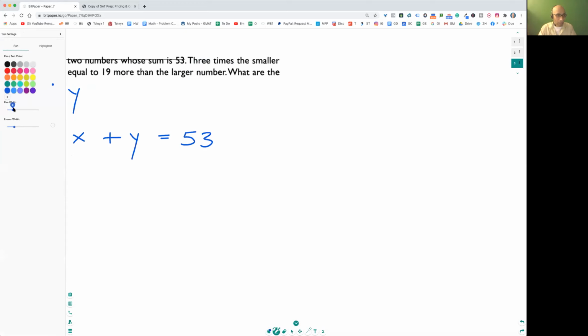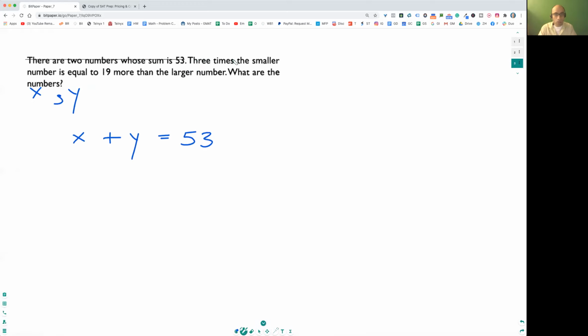So let's come back here. So 3 times the smaller number. It doesn't matter. Just take X to be the smaller number. So 3 times X, right? 3 times X, what does that mean? 3X, right, is equal to, that's easy, equal means equals, right?